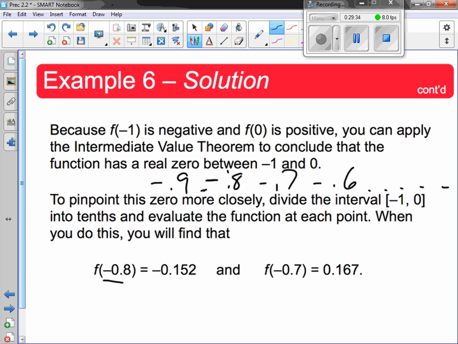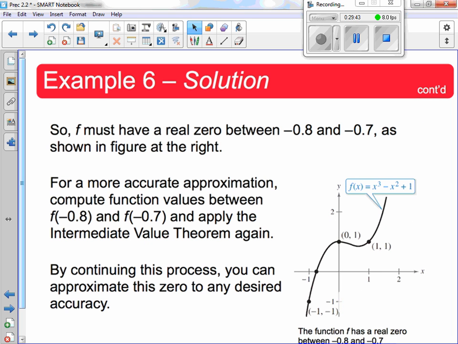Well, hey, -0.8, -0.7, we have negative and we have positive, yes? So it must be between these. For a more accurate value, compute function values between those two and apply the intermediate value theorem. So let's do it again. We can look at -0.89, -0.88, -0.8, and split that up into tenths and see where those two meet, and then do it again and again to get a more accurate answer by continuing this. But that's it, because again, we can keep doing it that way.